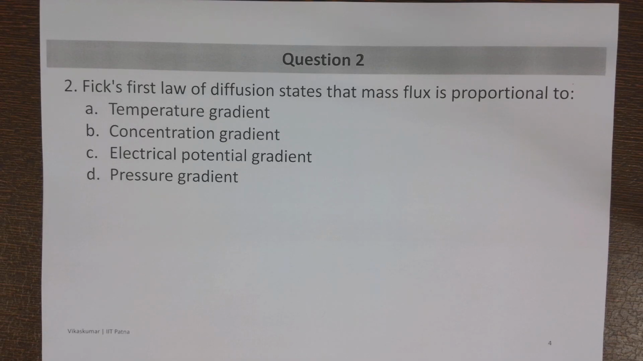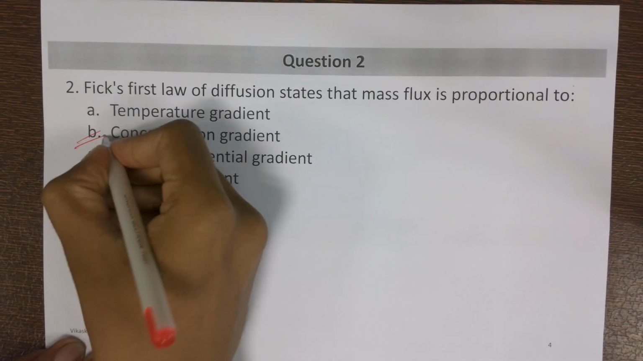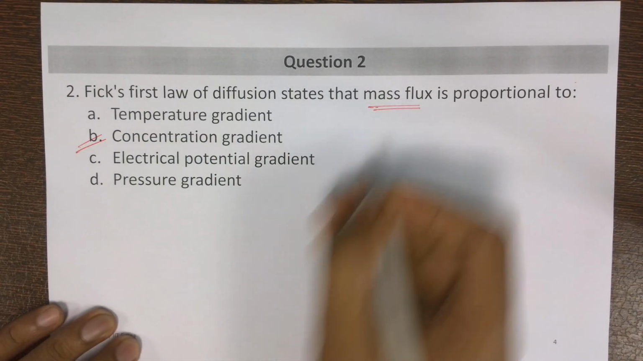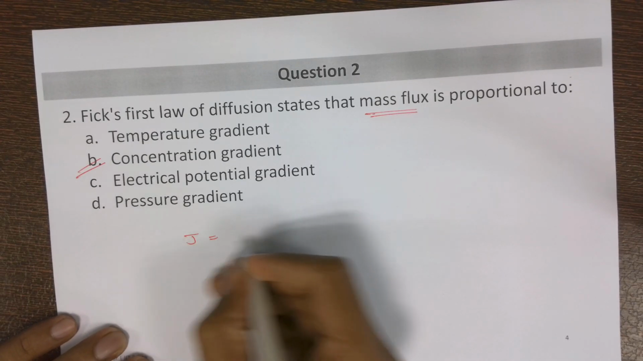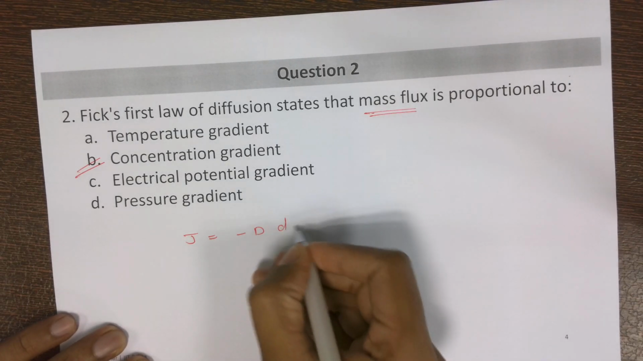Fick's first law of diffusion states that the mass flux is proportional to which of the following? Yes, that's correct. The right answer is the concentration gradient. So the mass flux we are talking about, J, will be equal to minus D dc over dx.